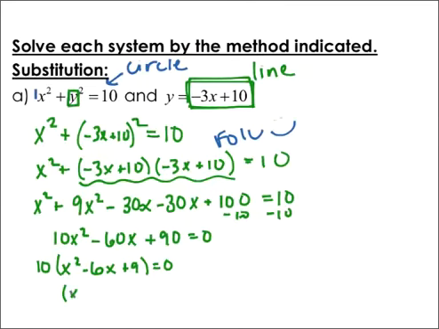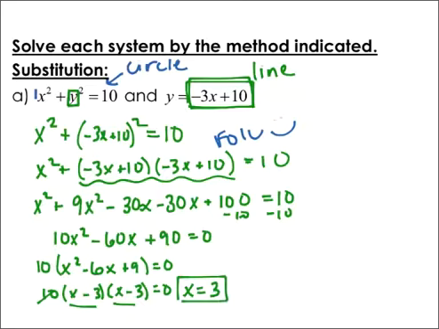If it does not factor, remember you can always use the quadratic formula. Now at this point I'm going to set everything equal to 0, that 10 doesn't matter. I've got two of the same factors, which is just going to give me x is equal to 3. Now, I need to plug that 3 back in.